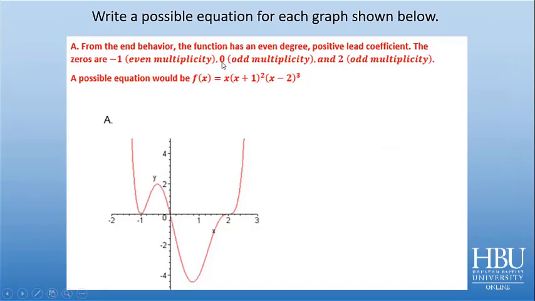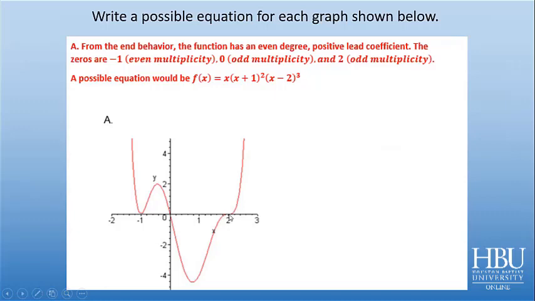The factor associated with a 0 would be x minus 0, which is just x. Since it has to have odd multiplicity, I left it to have an understood exponent of 1. And the factor associated with the 0 of 2 would be x minus 2. And since it had to have odd multiplicity, I assigned an exponent of 3 to that factor.